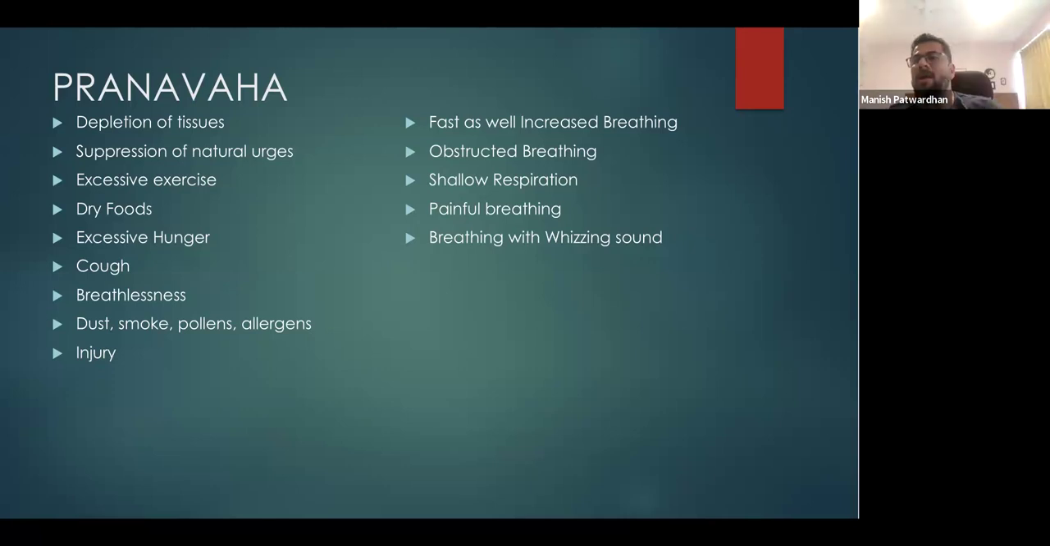So whenever you are looking at the breathing problems, you have to look at pranava srotas, you have to look at the vata situation in the body, you have to look at causative factors which have caused vata aggravation in the body.